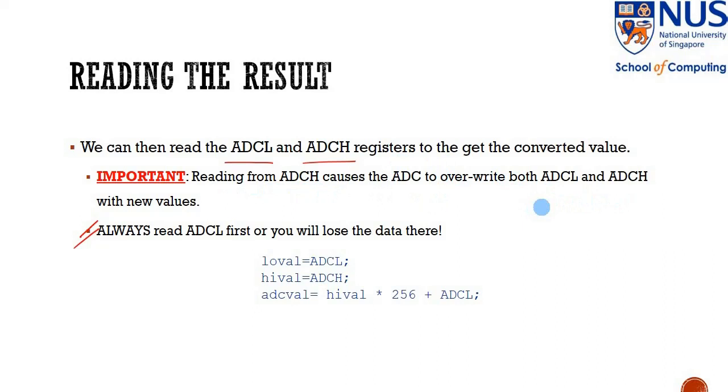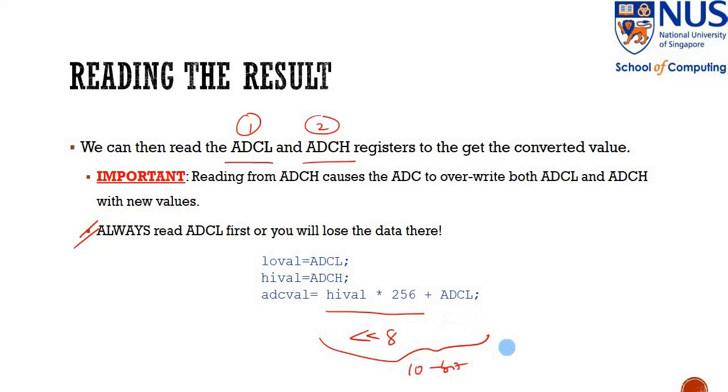Because the hardware is configured as such, it is important we follow the sequence: read from ADC-L first, followed by ADC-H. Since our result is actually 10 bits, we need to shift the value of ADC-H left by 8, which is what we are doing here, and then add it with ADC-L. This whole thing will give us a 10-bit result. Once we get this, we are done. The ADC is complete.